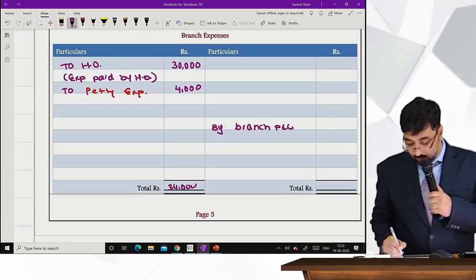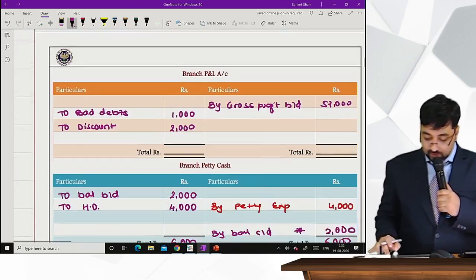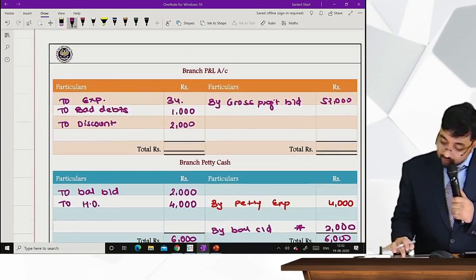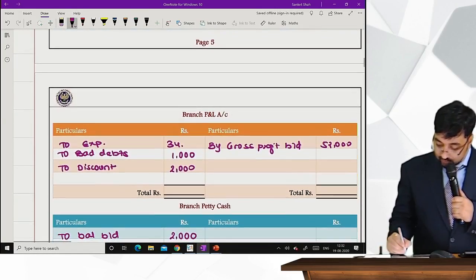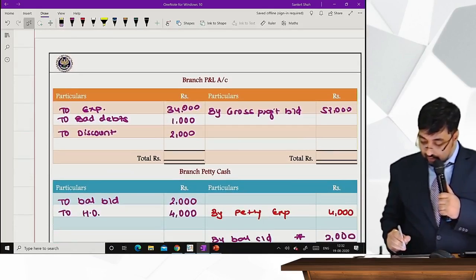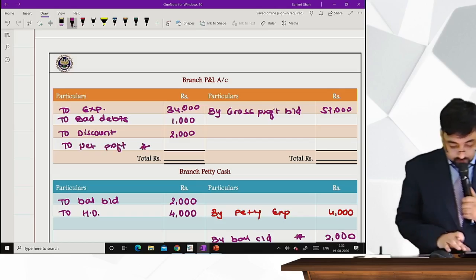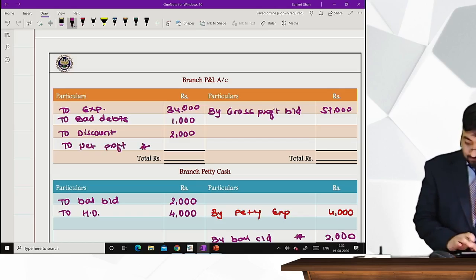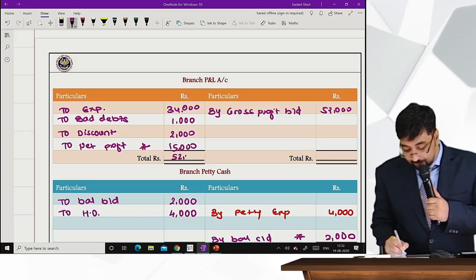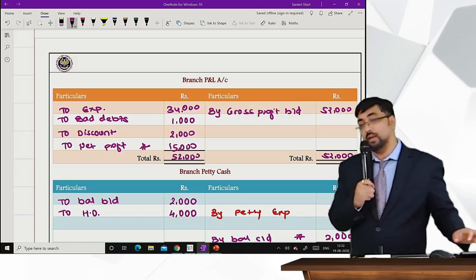So this is 34,000. Use a star mark for branch P&L, 34,000, and we are going to write it in the profit and loss account. Two expenses, 34,000, no? 34,000, and now you have to find out net profit. What is the net profit? 52 minus 34 minus 3. You are getting the same net profit as in the debtors method. 52,000 is the total amount, and the balancing figure is 15,000.